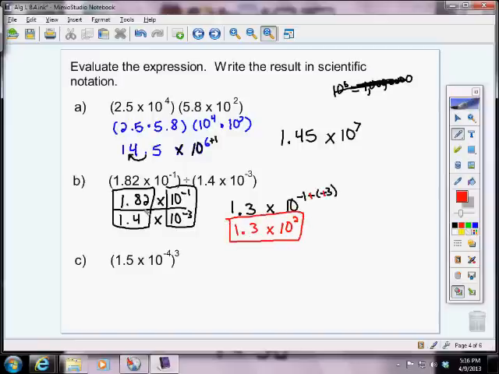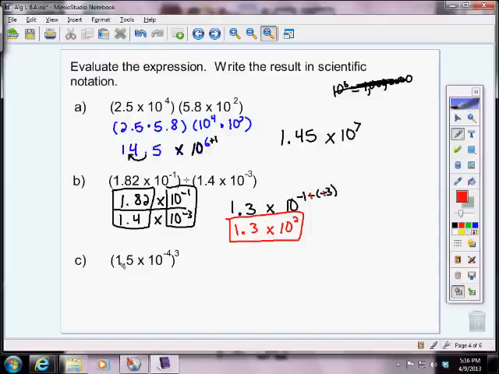Again, ladies and gentlemen, with both of these problems, you just kind of match things up. Here I changed the order because it was all multiplication to make things work. Here I wrote it so I could work with two individual pieces. I could work with the decimal part and I could work with the 10 to whatever power part.